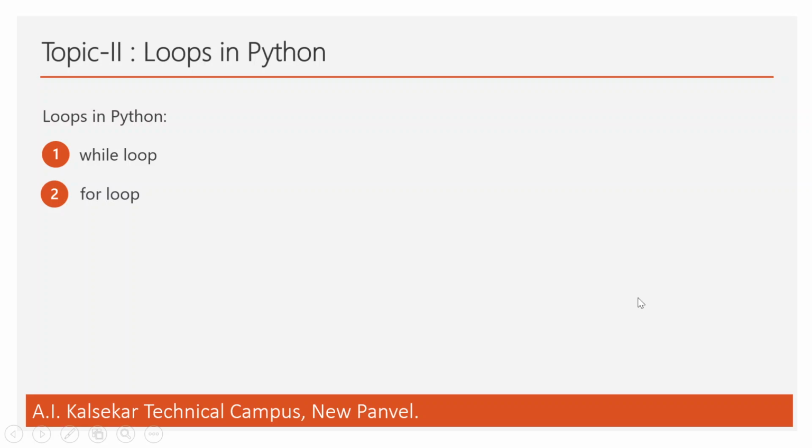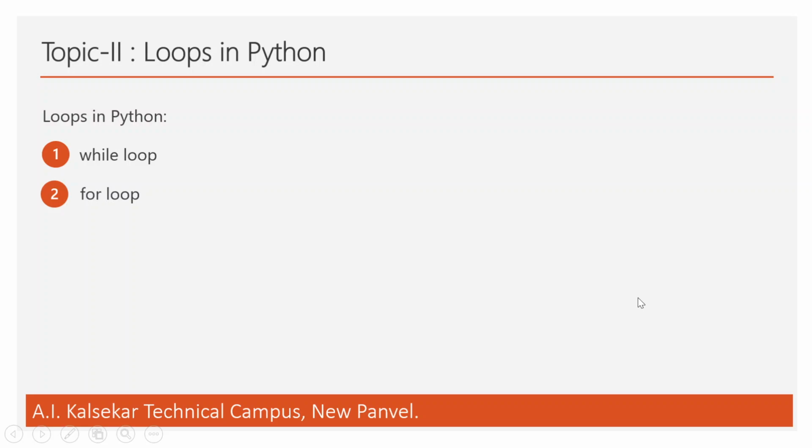So first of all, what is a loop? A loop is a block of code which is required to be executed repeatedly. So if you want to repeatedly execute some number of statements, those statements can be kept in a block inside a loop, and depending upon the condition, that loop will get executed as many times as we want as per the defined condition.